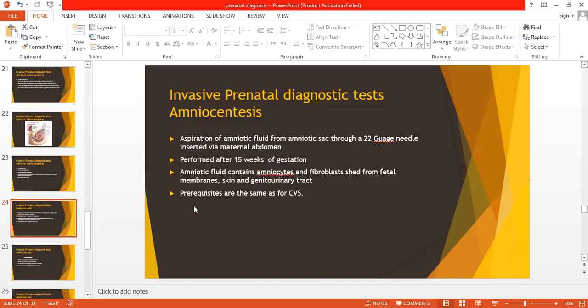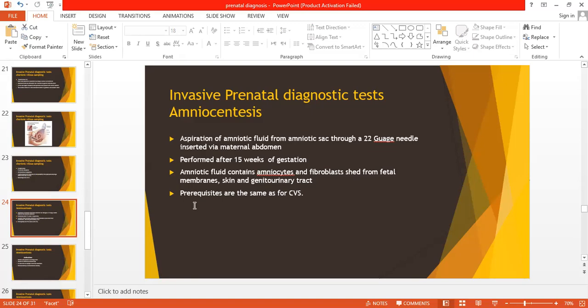Invasive prenatal diagnostic tests में second फिर आ जाता है amniocentesis. Amniocentesis is the aspiration of amniotic fluid from amniotic sac through a 22 gauge needle inserted through maternal abdomen. It is performed after 15 weeks of gestation. Before 15 weeks, it has higher complication rate. Amniotic fluid contains amniocytes and fibroblasts shed from fetal membranes, skin, genitourinary tract, okay? And these cells are then taken for the genetic analysis.